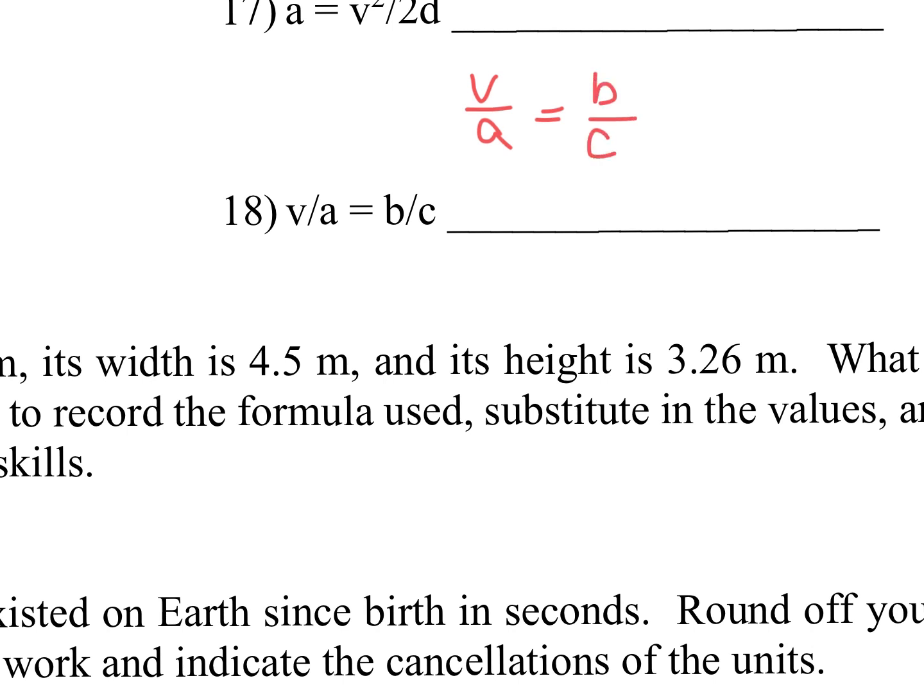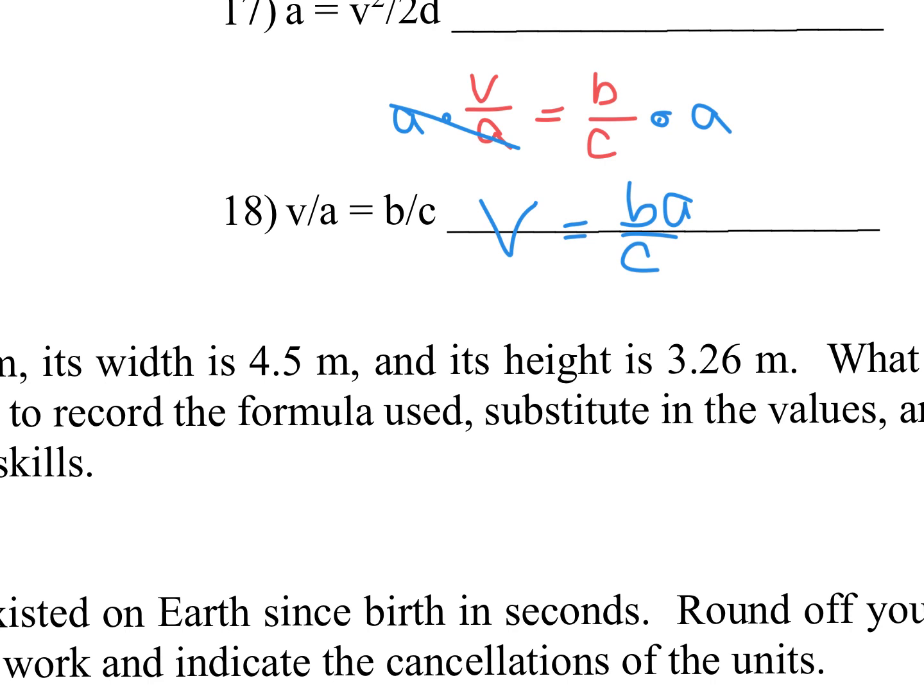Once I do that and I get V all alone, all I have to do is get rid of A by multiplying it to both sides. A cancels out. V is now all alone, just like I was at homecoming freshman year. And now it's V equals BA over C because you multiplied A to the other side. Problem solved. What do you think?